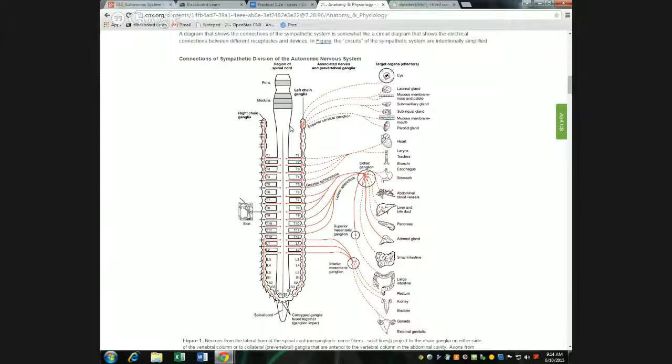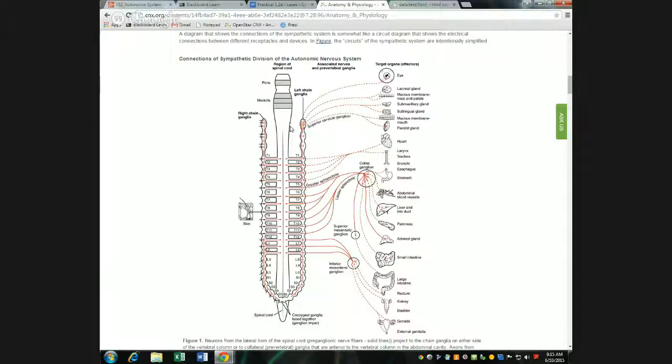Neurons located in the spinal cord are going to send axons out into the periphery to have an effect. Their targets are ganglia, groups of neurons in the periphery. In this model here, they have those ganglia depicted running alongside the spinal cord. It's called the sympathetic chain ganglia. It's a chain of ganglia for the sympathetic system.